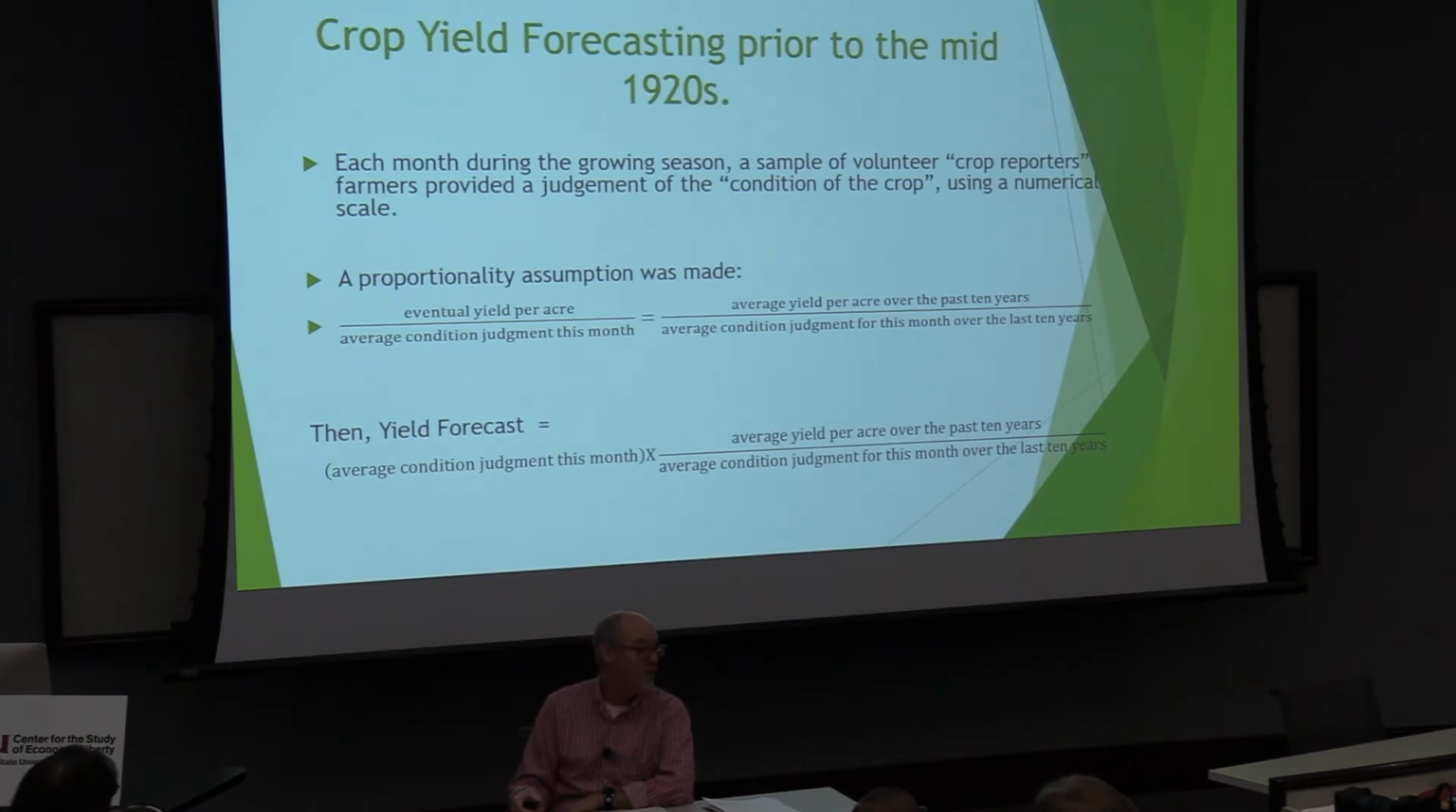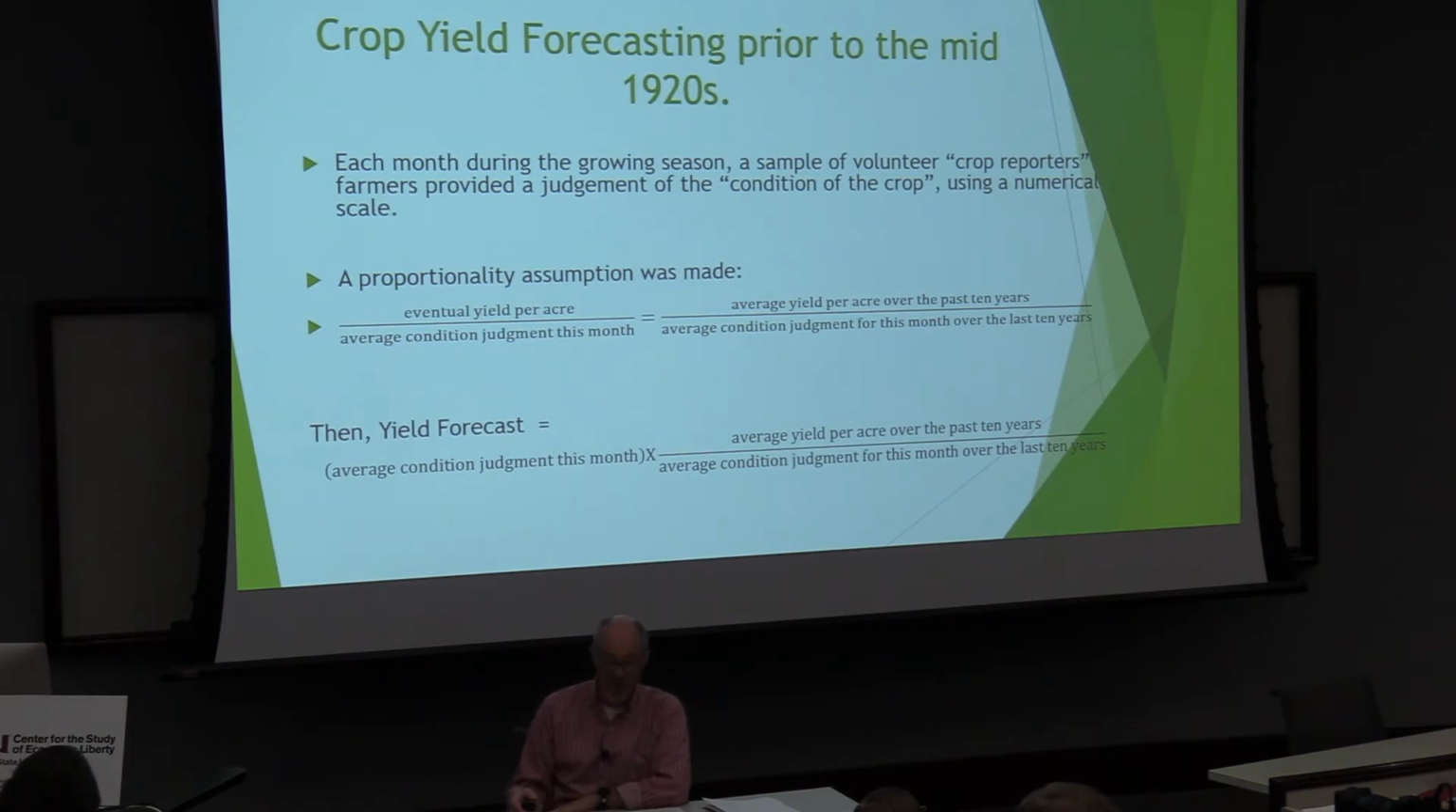And they were supposed to use a numerical scale, rating them 1 to 10 or 1 to 100. Then a sample average of these condition reports would be used to forecast the eventual crop yield. And the way they did it was to assume that the proportion between the actual yield and the average condition number seen this month would be equal to the proportion of the average actual yield over the past 10 years to the average condition forecast in this particular month over the last 10 years. And those are what those formulas up there on the slide are.